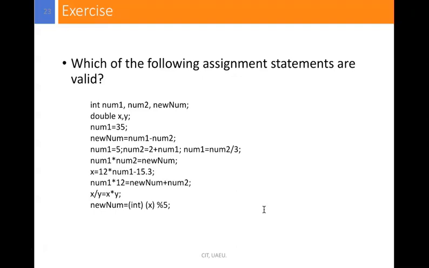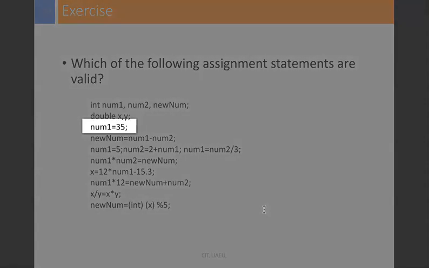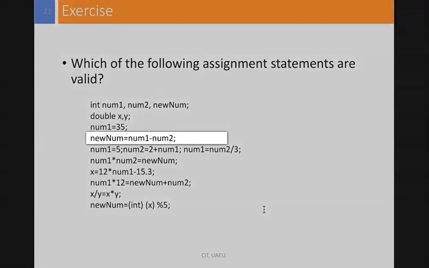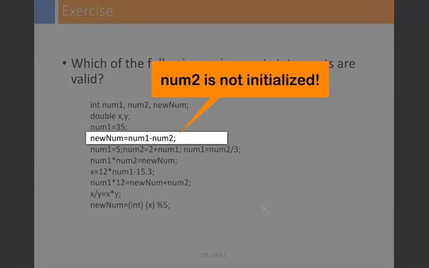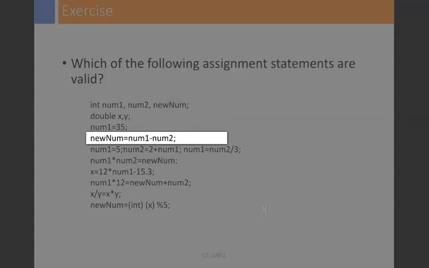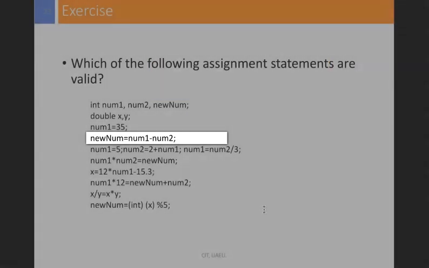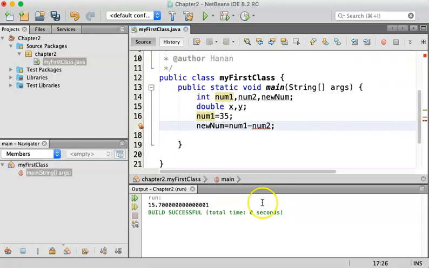Once you have declared a variable, then you can assign values to it. Like here, we're initializing num1 equal 35. This third line is not valid because we haven't specified an initial value for num2. Num2 has not been initialized. So this third statement actually gives us an error. If you try this in Java, you're going to get an error here.